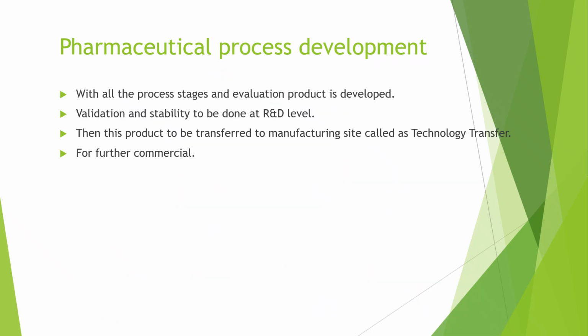Pharmaceutical process development, with all the process stages and evaluation: finally, the product is developed. And once validation and stability of the product are done, this product is ready for the next level, that is commercial manufacturing. Then this product will be transferred to the manufacturing site, called technology transfer. All technology like manufacturing process, formula, analytical method validation, stability, validation, photostability, all of this technology is completely transferred to the manufacturing site so that commercial manufacturing can start.